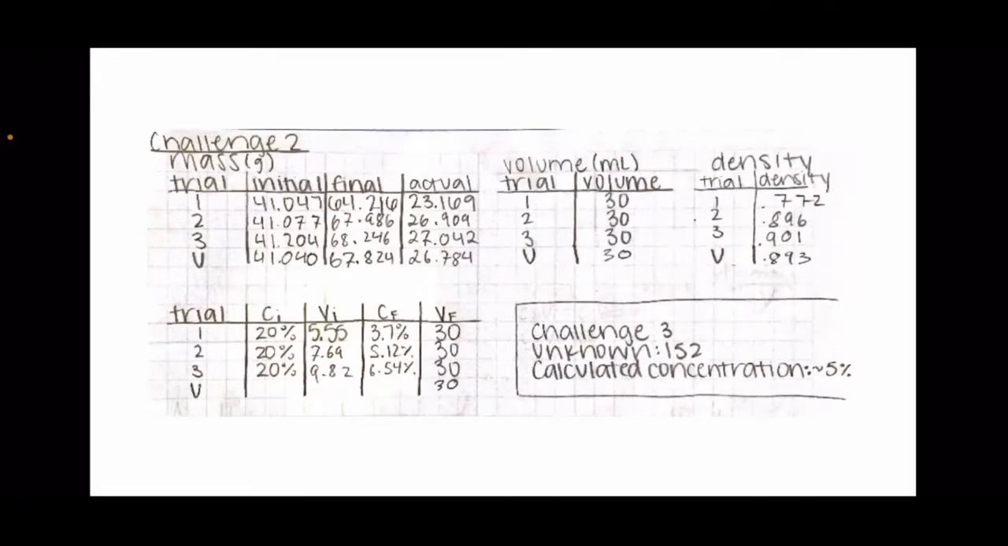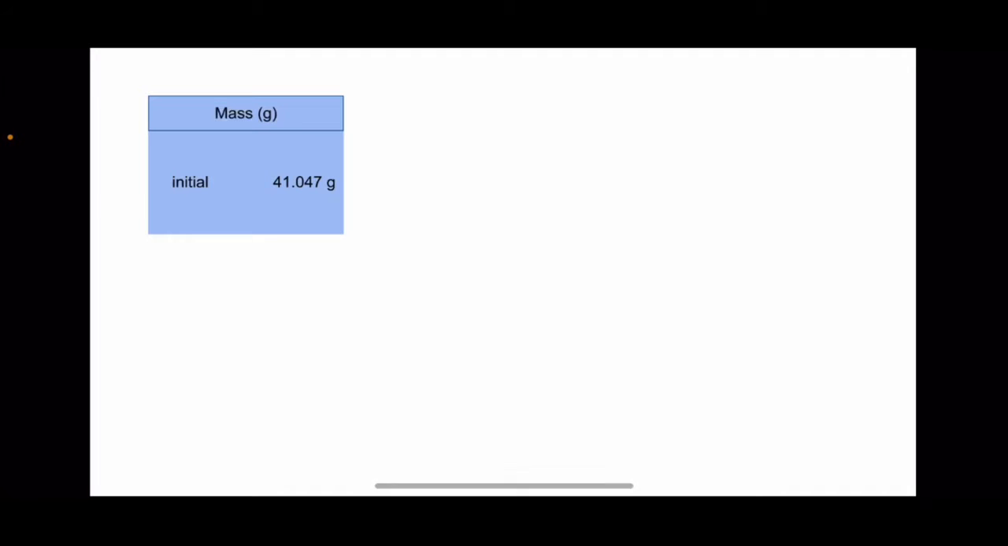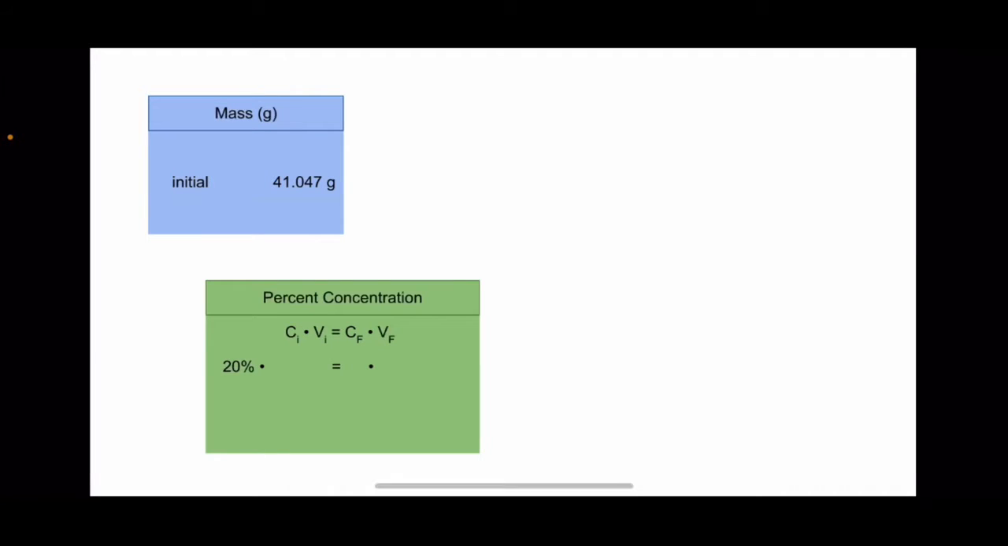These are the values we recorded in our lab notebooks, but to demonstrate the calculations, we will only be using the data from trial 1. We began by weighing the empty Erlenmeyer flask, which gave us our initial mass. We then grabbed the 20% stock solution, which gave us our initial concentration value of 20%. We put 5.55 milliliters of stock solution into the flask, which was our initial volume. We then filled the flask the rest of the way up with water until it reached the 30 milliliter mark. This was our final volume.